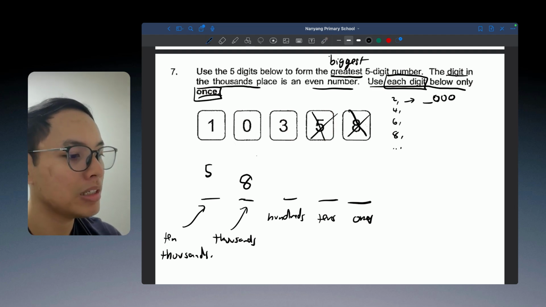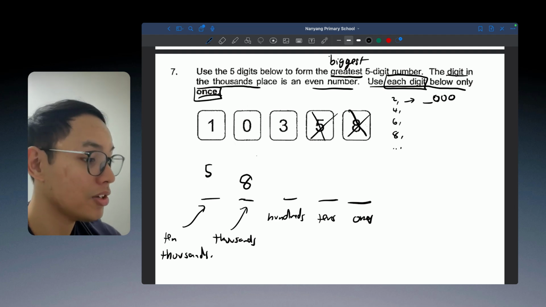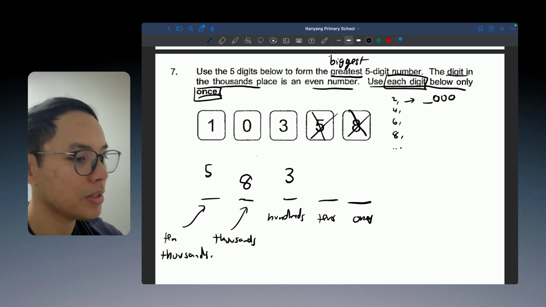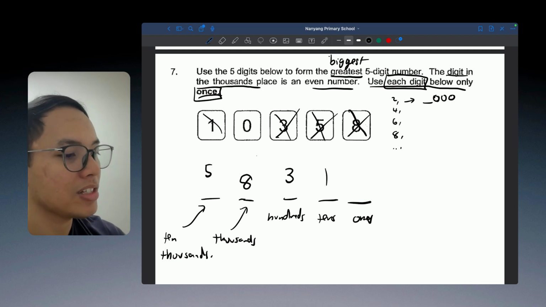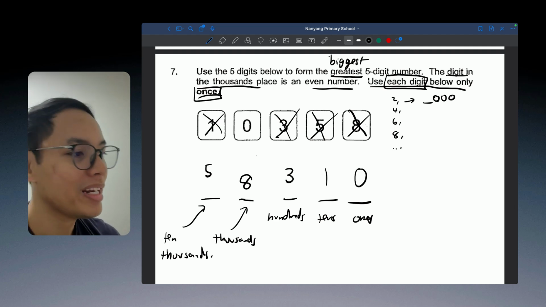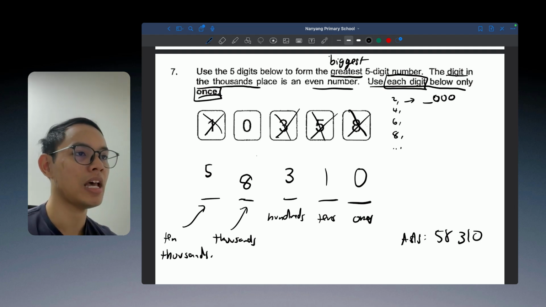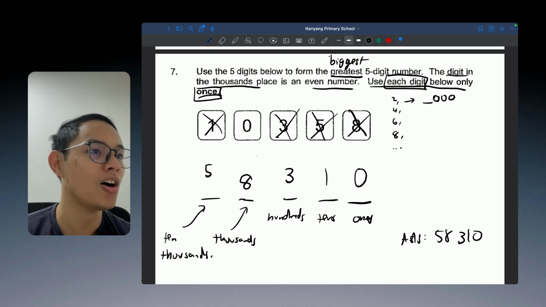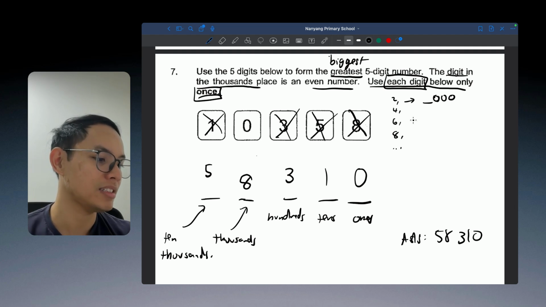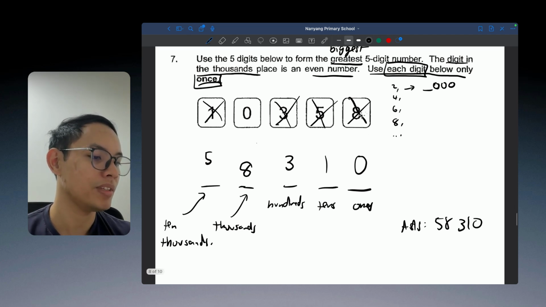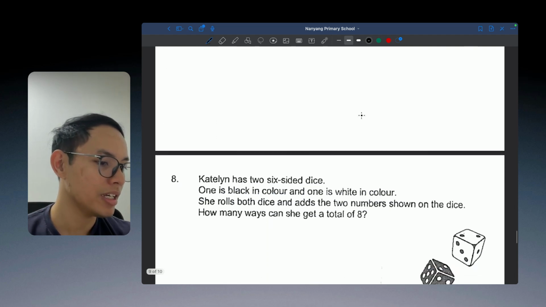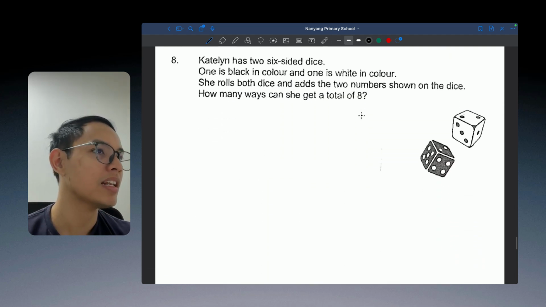Then what can we put in the hundreds? What is the biggest number? 3, right? Then we put 3. Then we remove this. For the tens, what are we left with? 0 and 1, which is the higher one? Of course, it's 1. And then the last one is 0. So what is the answer? The answer is 58,310. That is how you get to this answer. And yeah, that's it. I think this should be the second last question.